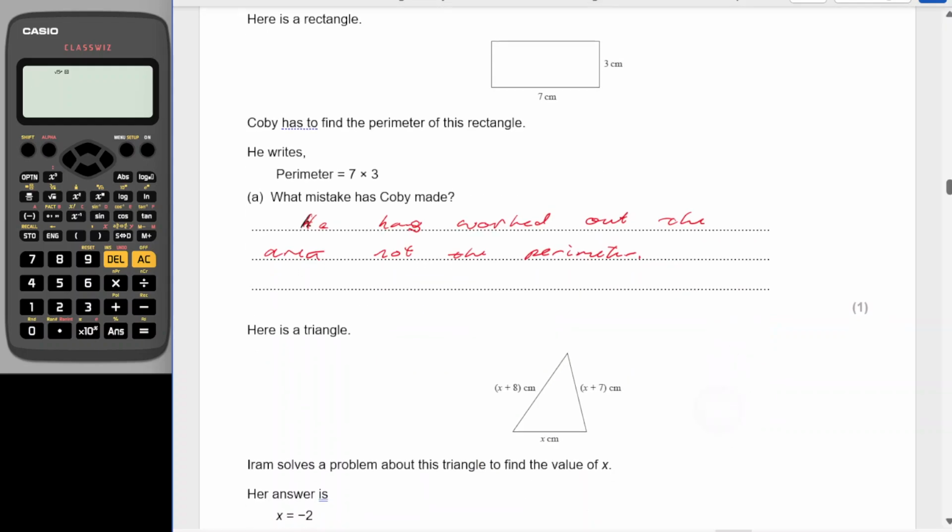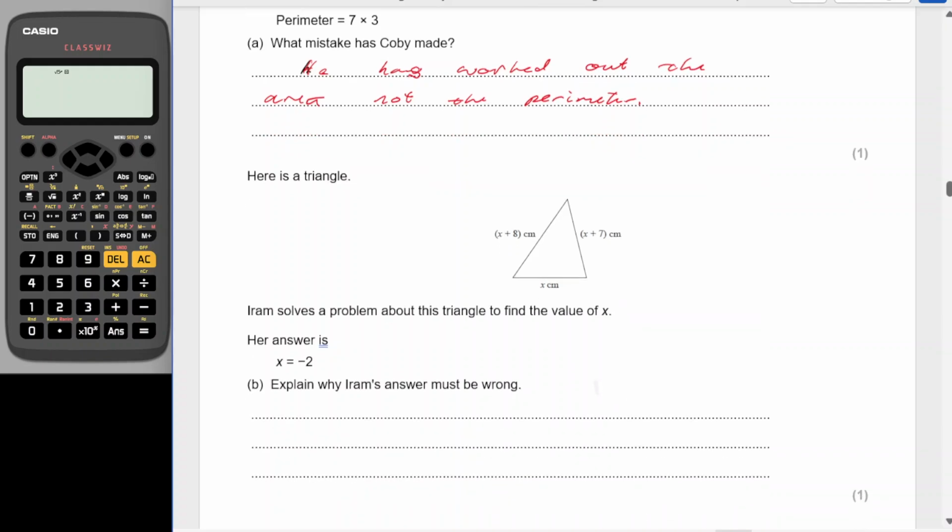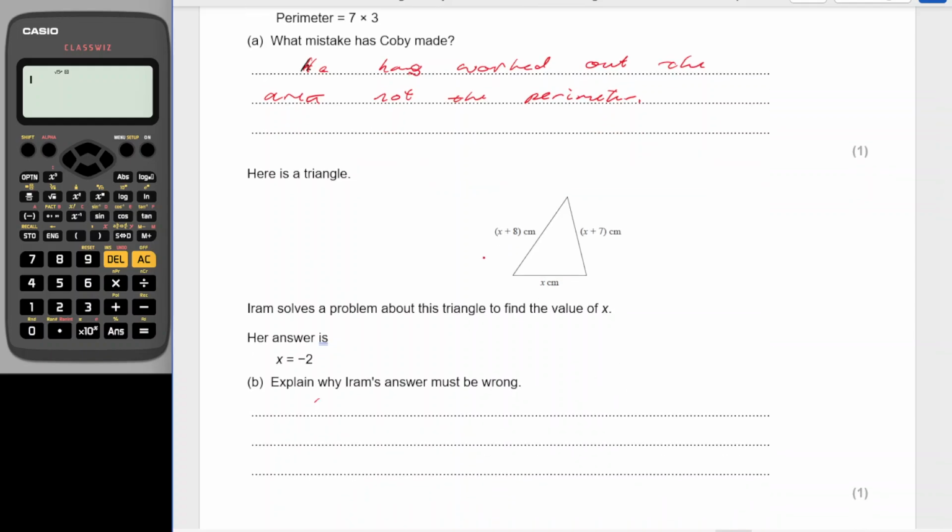So here is the triangle. Aram solves a problem about the triangle to find the value of x. His answer is -2. Explain why this answer must be wrong. So we can't have a negative length for x.